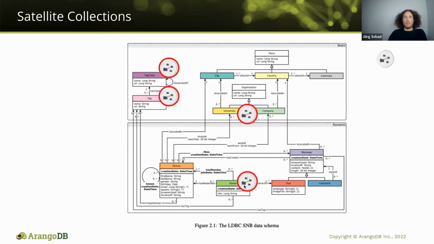But even if they are not static, for example with forums, we might decide to make that a satellite collection simply because we know it's much less data, it's often requested, it often needs to be joined with all the other data sets, and it's not as dynamic as, for example, persons or especially messages and posts, where a lot of them might be created within a single hour. But creating a new forum happens at a lower order of magnitude.